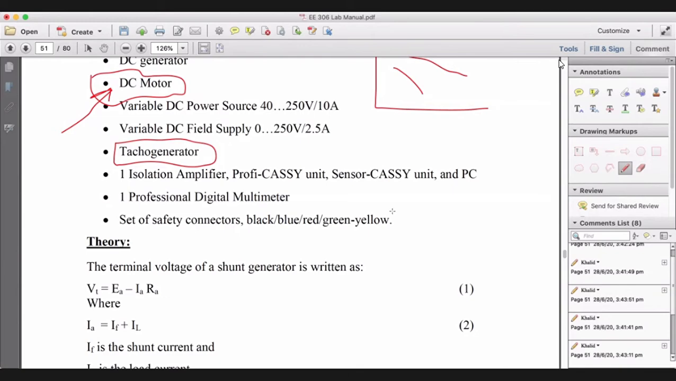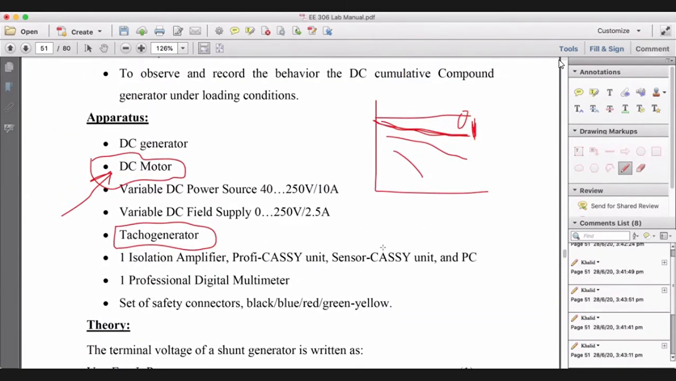Today we have one machine which is a generator, one machine which is a motor. The motor is driving the generator. The generator is the actual machine that produces the voltage for me. And I am measuring the speed of the machine using the TACO generator. So this is the new thing which we discussed today.